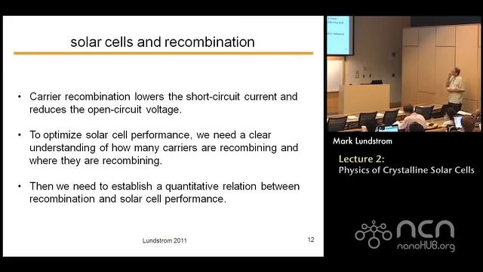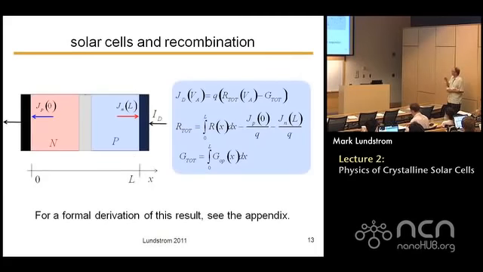Okay, so carrier recombination does 2 things. It lowers the short circuit current, and it reduces the open circuit voltage. And if we want to optimize solar cell performance, we really need to understand this carrier recombination. We need to understand how many are recombining, and then we need to understand where they're recombining so we know how to engineer the device to reduce the number that recombine. So we need a quantitative relationship between recombination and generation and solar cell performance.